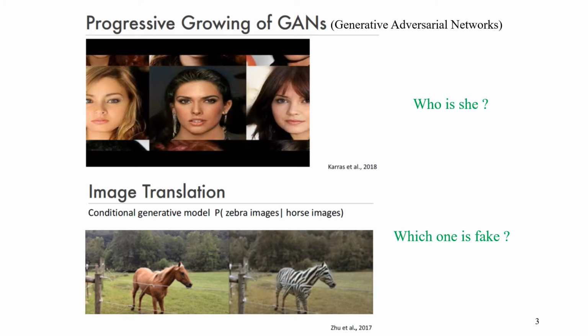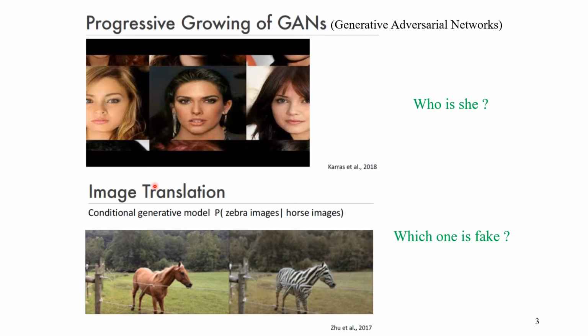This shows some examples of generative learning. In particular, this is an example of a GAN network. If you look at the first one here, the GAN generates an image like this. So who is she? Who are these ladies? Actually, these are not real people. These are artificial or synthesized images.